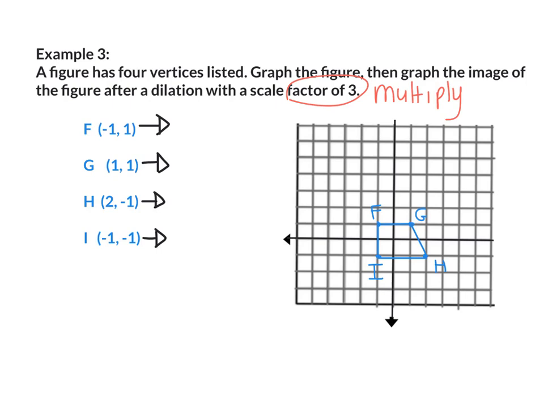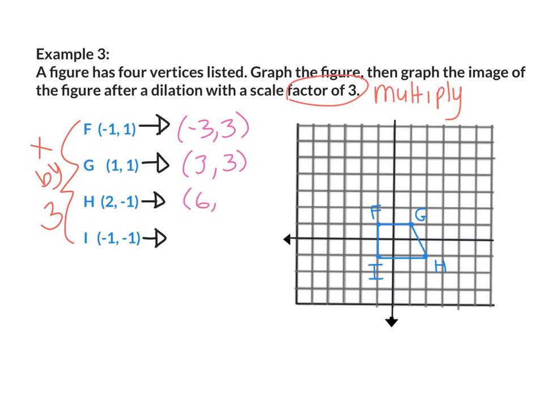Now I'm going to multiply all of my coordinates by 3. For F, -1 times 3 gives me -3, and 1 times 3 gives me 3. Now for G, 1 times 3 gives me 3, and again 1 times 3 gives me 3. For H, 2 times 3 gives me 6, and -1 times 3 gives me -3. And now for I, -1 times 3 gives me -3, and again -1 times 3 gives me -3. Those are my new coordinates.